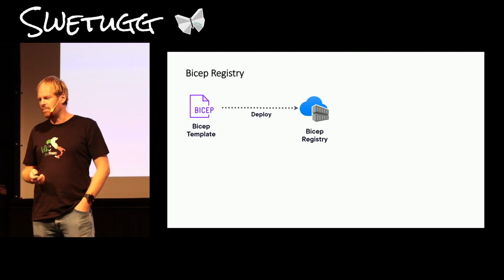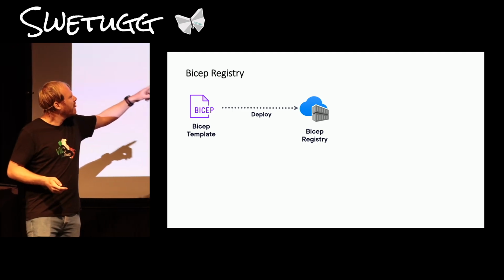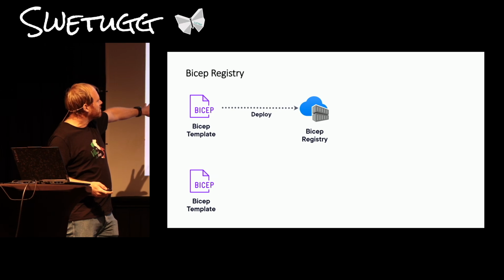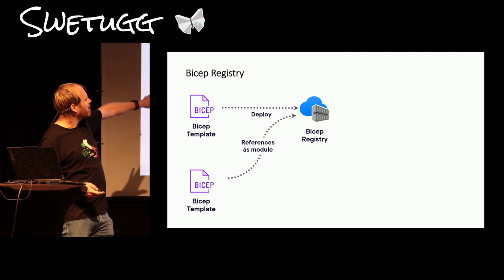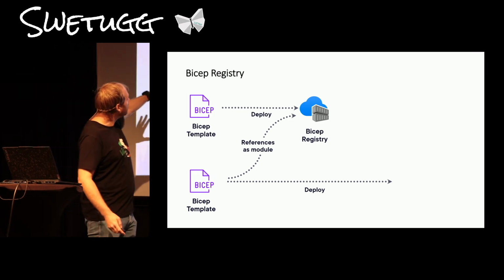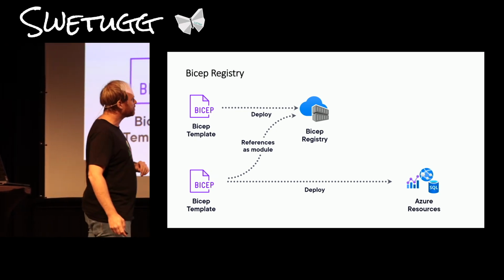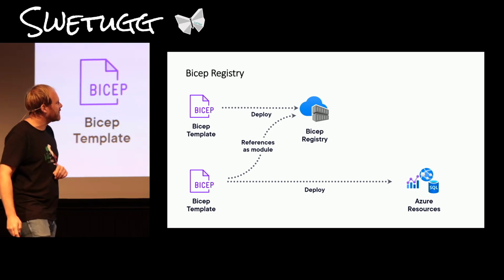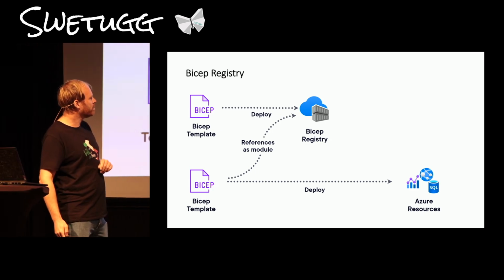We have a Bicep template which we deploy to a registry, and then once it is in the registry, we can take another Bicep template in a completely different context and reference that module in the registry and then deploy the combined architecture into Azure. And of course, all the Azure RBAC and identity and access management stuff applies here.